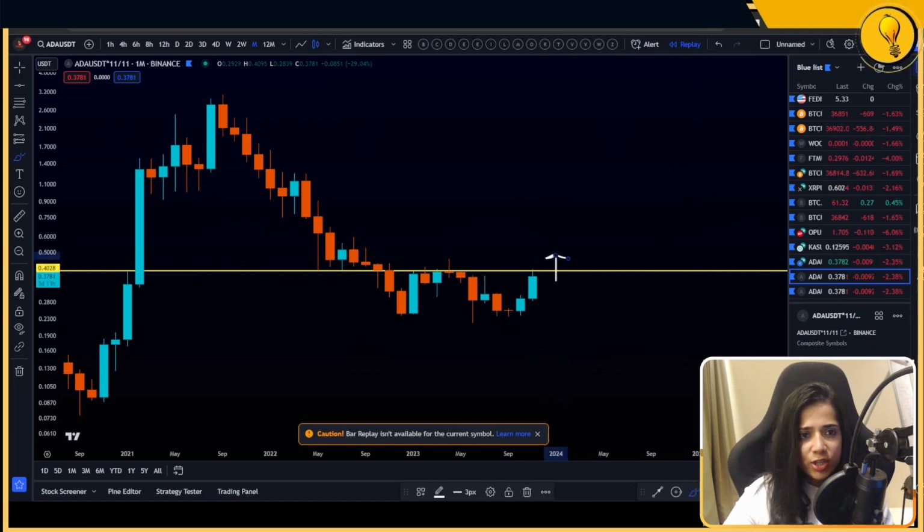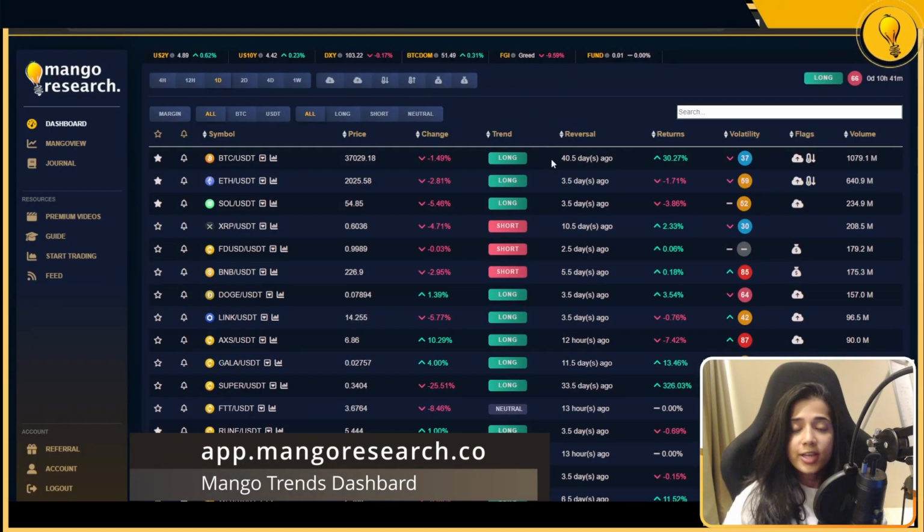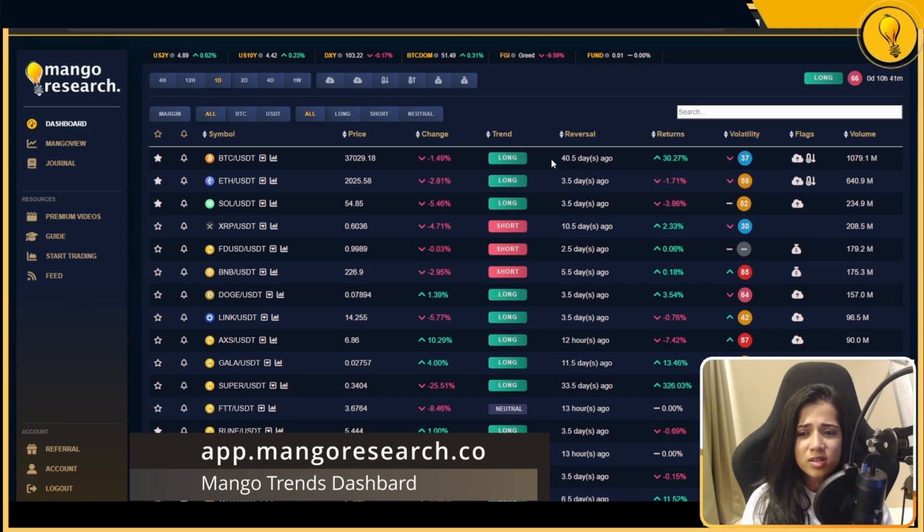Well, for that, let's actually get into the Mango dashboard. Perfect, so here we are, the Mango dashboard. You guys can find this, by the way, on app.mangoresearch.co. We use the dashboard to help us identify some amazing trade opportunities, because you guys know there's thousands and thousands of cryptocurrencies. How do you know which ones to look at? So we built the dashboard to help us identify which one's actually worth looking at, and which chart we should pull up to identify a trade opportunity.